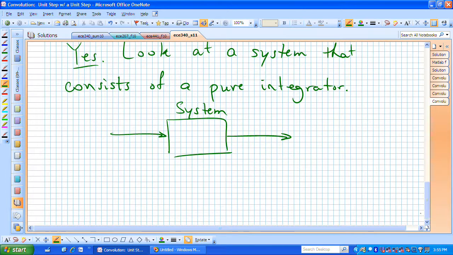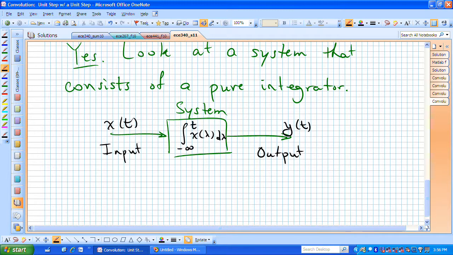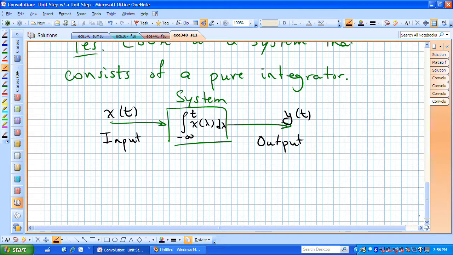Again, we usually have our inputs on the left and our outputs on the right. Our input, let's say, is x of t, our output is y of t, and what we want our system to do is take this input x of t, whatever that is, and integrate it up to time t and generate the result, which will be our output. So now our system is just this integration operation.